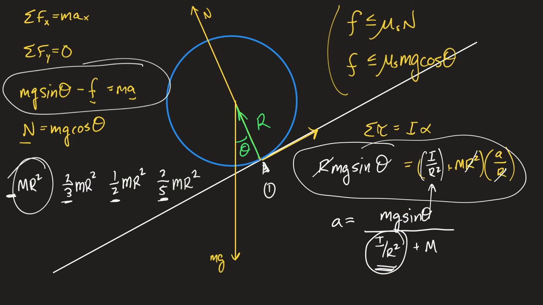Ring. So if it's a ring, that just becomes m r squared divided by r squared, the m's cancel. And all of this becomes a equals 1/2 g sine theta. Questions?